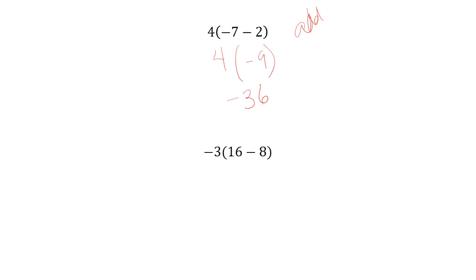Let's try this one. Right, we're working from inside the parentheses first. So it's a positive 16 minus 8. So 16 minus 8, we're going to subtract. It's going to give us negative 3 times 8. We have a negative 3 times a positive 8, a negative times a positive, which is going to give us a negative 24.